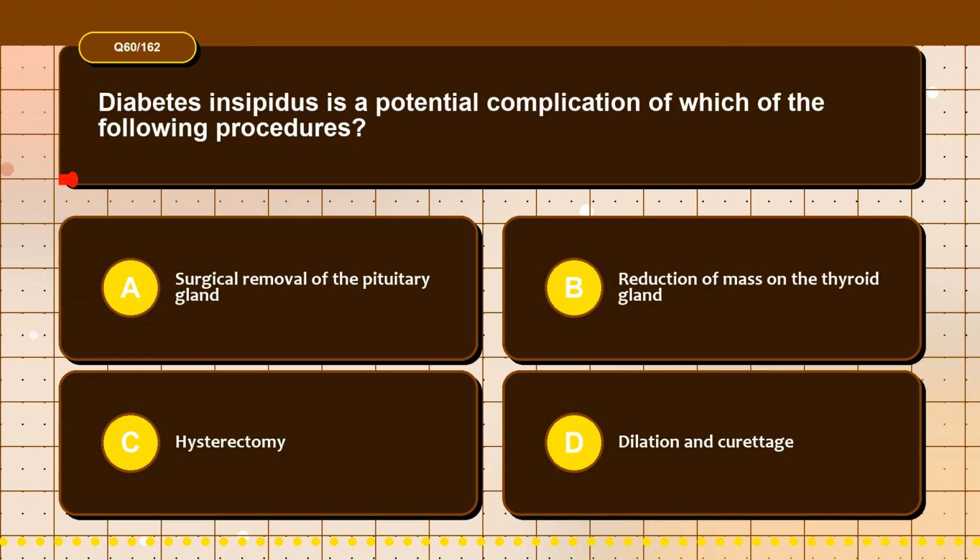Question 60. Diabetes insipidus is a potential complication of which of the following procedures? Option A: surgical removal of the pituitary gland. Option B: reduction of mass on the thyroid gland. Option C: hysterectomy. Option D: dilation and curettage.